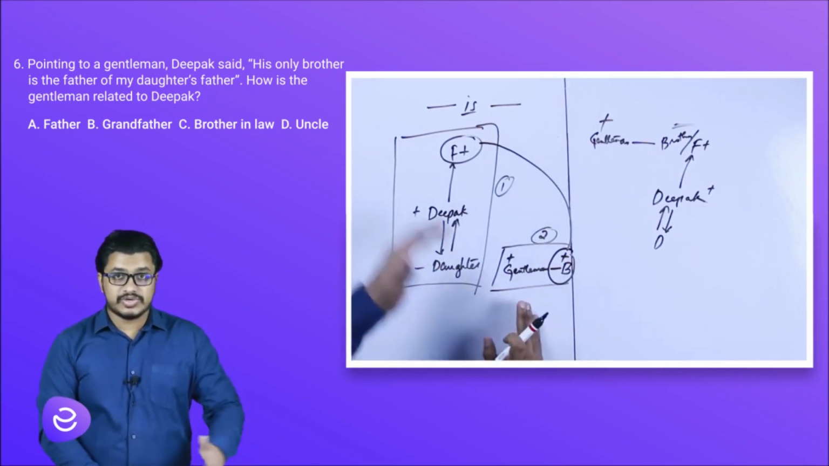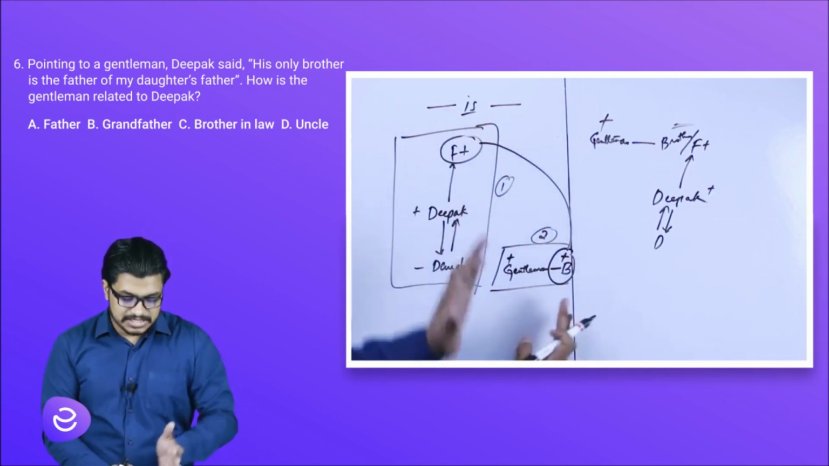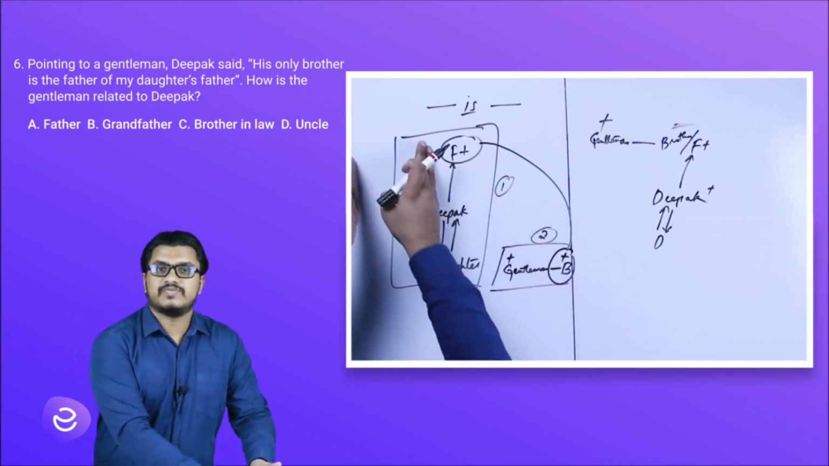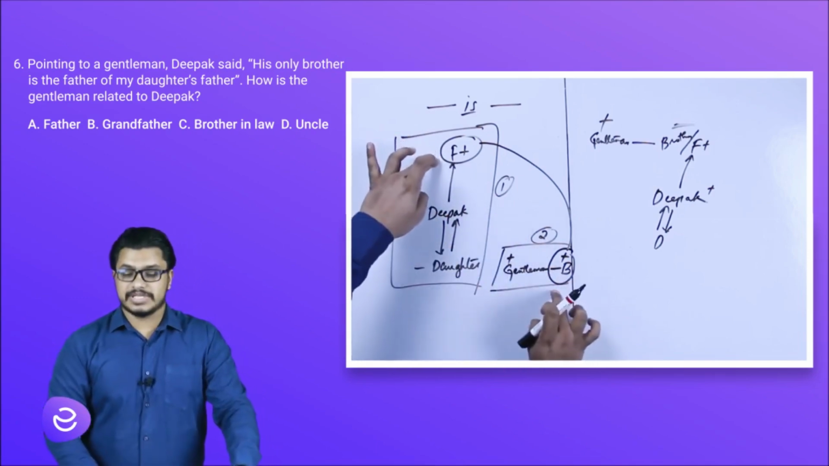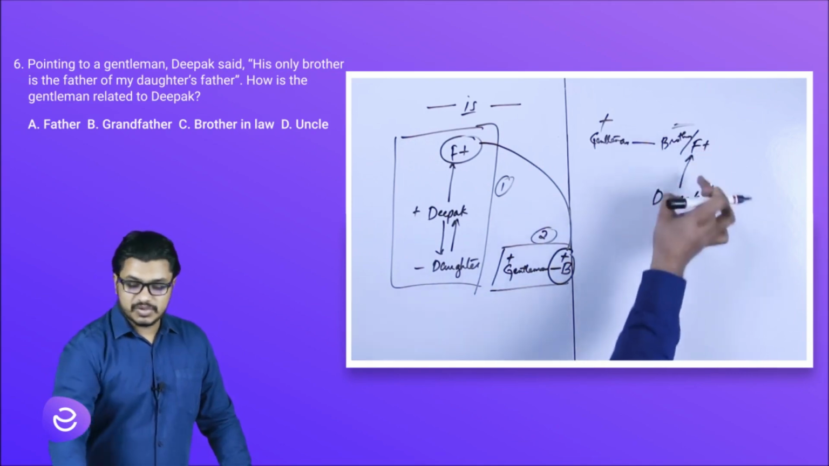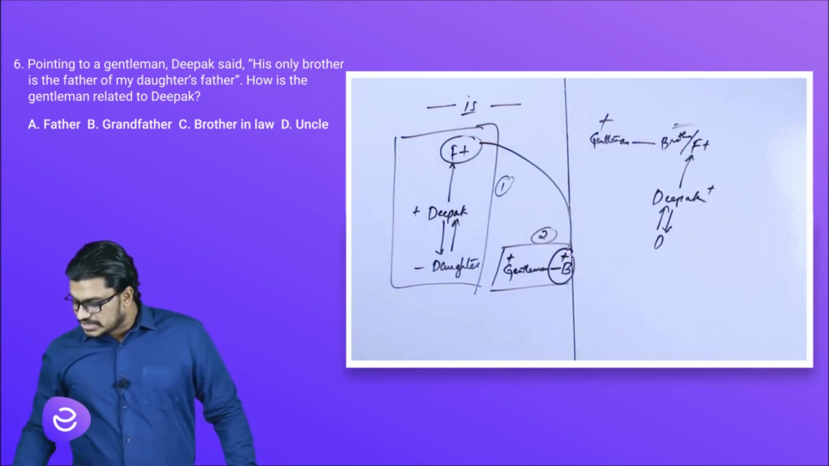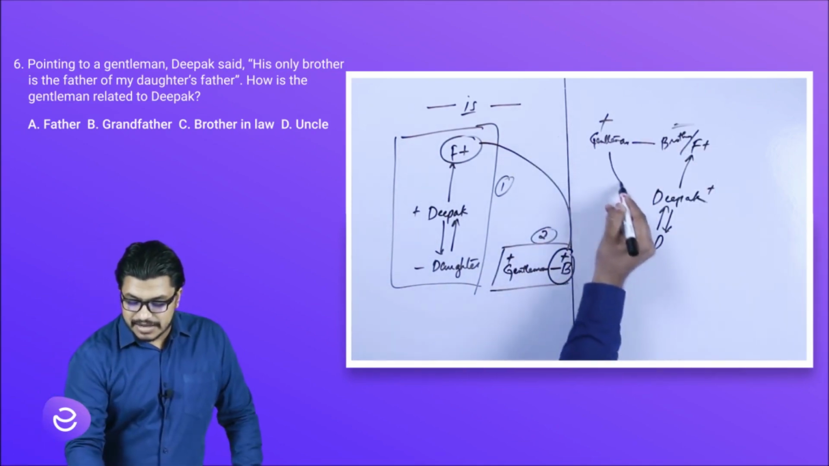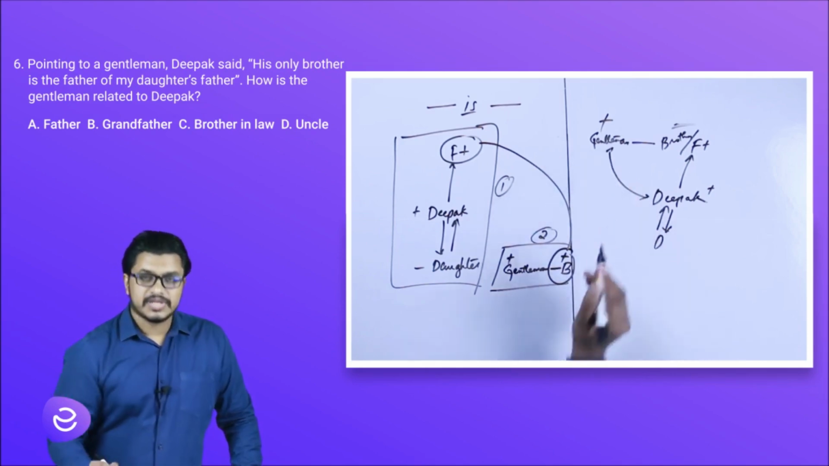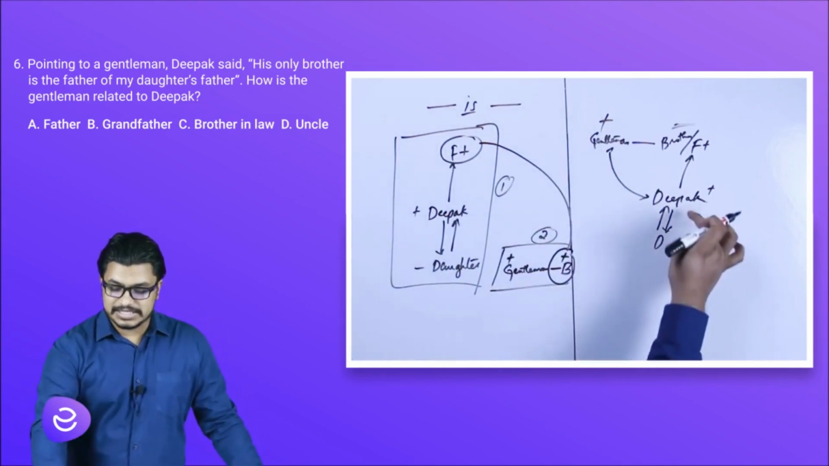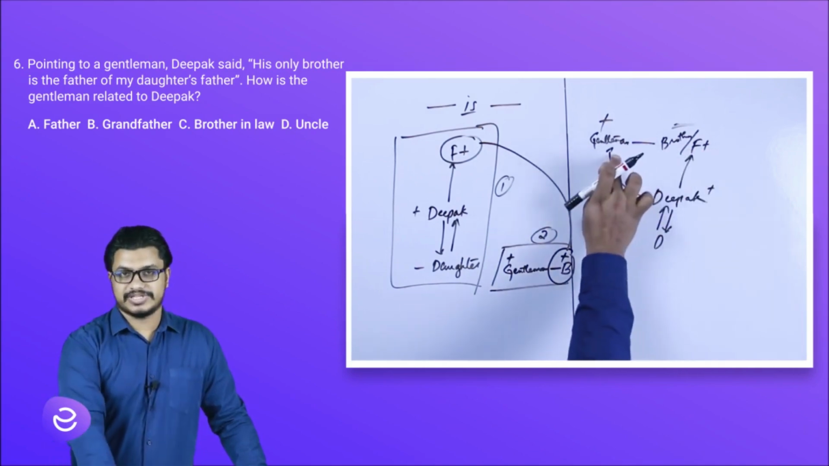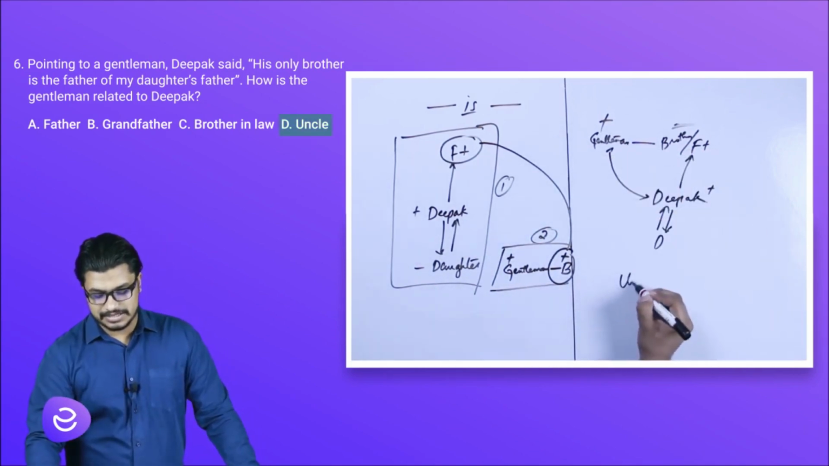We drew two diagrams, one after "is" and one before "is", and we merged them here. So this father and this brother become the same person, and we have a complete diagram. Now the question is, how is the gentleman related to Deepak? Who is this gentleman for Deepak? It's Deepak's father's brother. Father's brother means uncle.